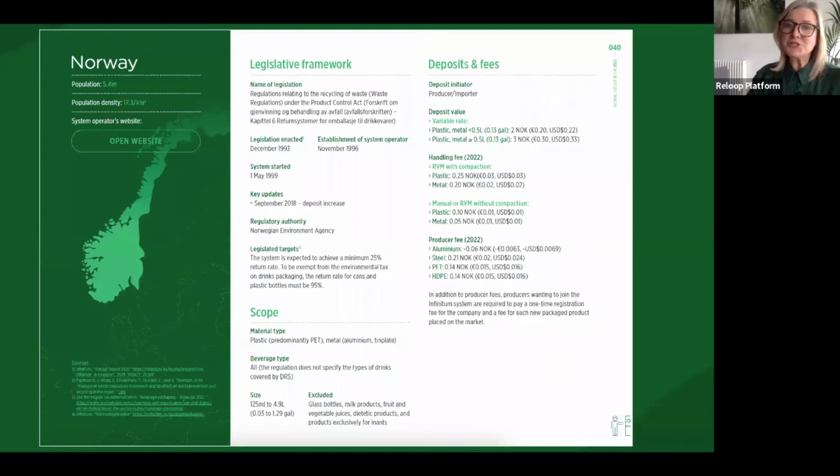Each program has a 2-page spread with information that is highly detailed. Everything from legislation to the scope of the packaging covered, the size of the packaging, the deposit values provided in the local currency, but also in euro cents and American cents, as well as handling fees, and very interestingly, producer fees. These are effectively extended producer responsibility fees that are charged to the producers for every unit they put on the market. And you can see that these fees are extremely interesting and in some cases quite low when you compare them to EPR fees for non-deposit programs.